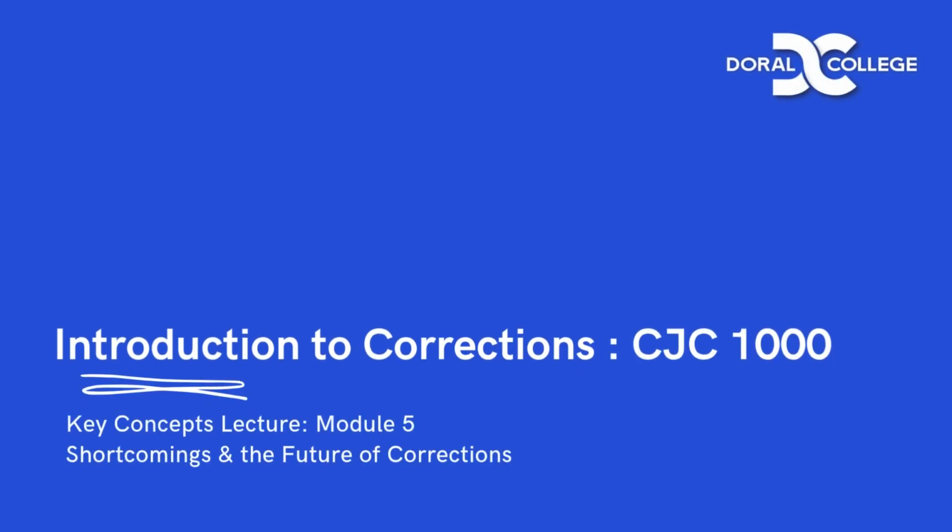Welcome to your fifth and final key concepts lecture for this course. Over the last 4 weeks and last four modules, we've gone over the basics of the correction system in the United States. We've learned about the process from arrest to incarceration, reintegration, and probation. We've learned about the goals of corrections and the different philosophies behind the system. We've seen the system evolve from public beatings to rehabilitation.